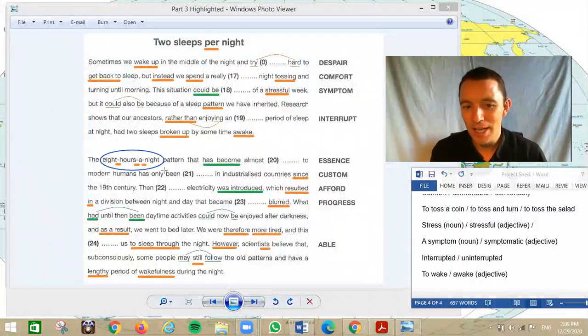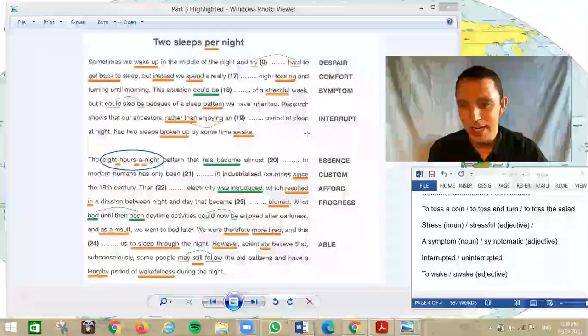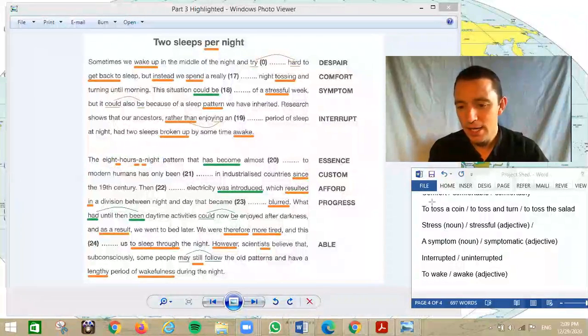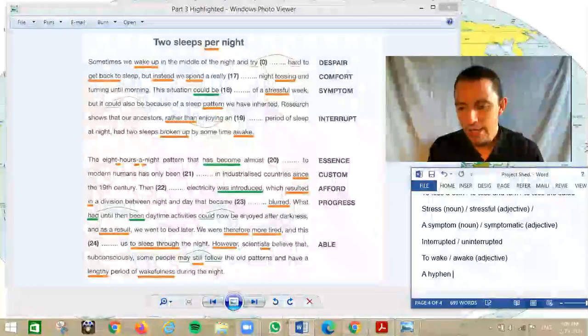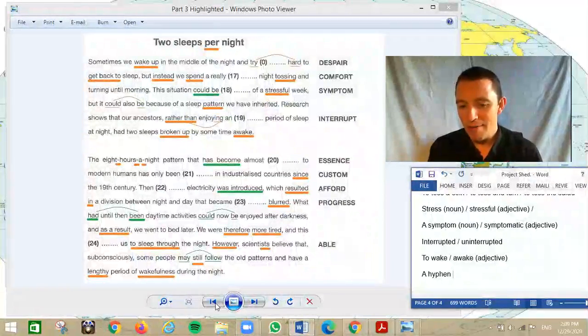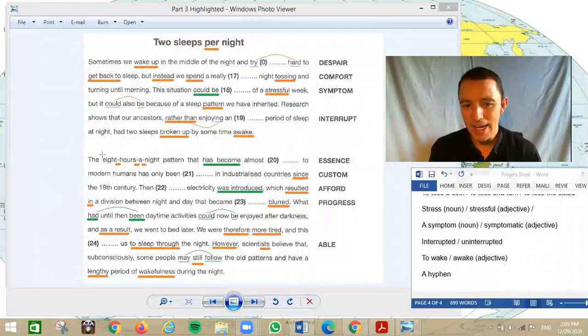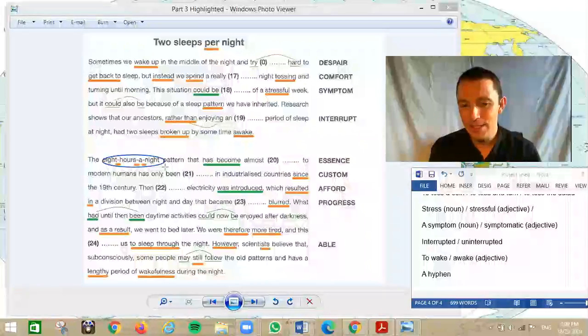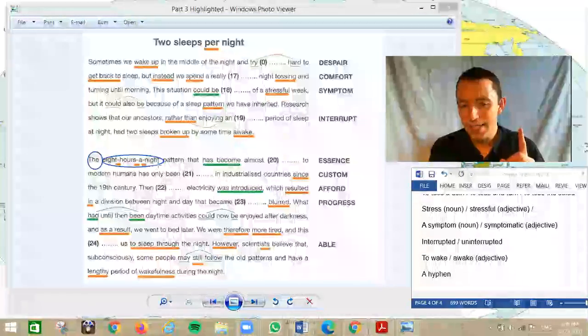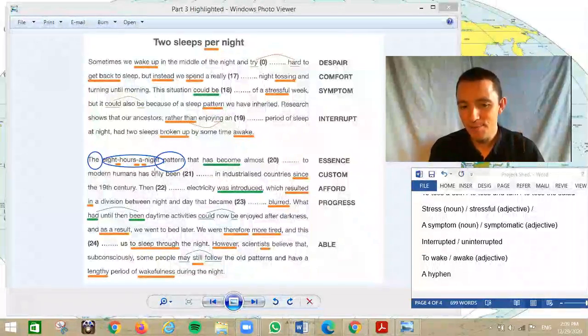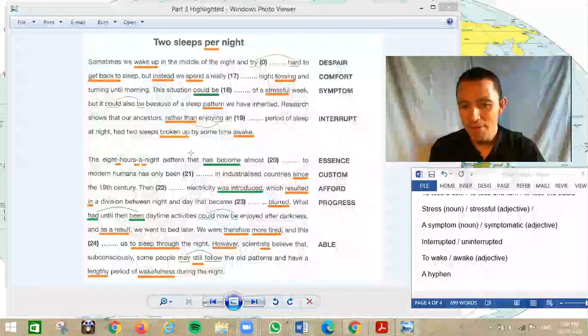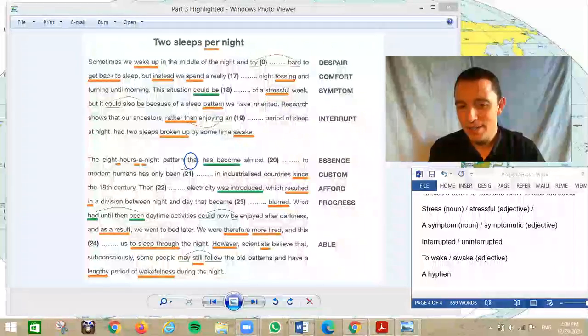So the 8-hours-a-night pattern, and this line I'm going to show you, we call it in English a hyphen. Okay, so the spelling of hyphen you can see here. And when you have the hyphen, you can create one word. So here, 8-hours-a-night is one adjective in this situation. So "the" is the definite article, 8-hours-a-night is one adjective, and pattern is the substantive. Okay, and then you have the relative pronoun that. So that replaces the subject, the pattern.